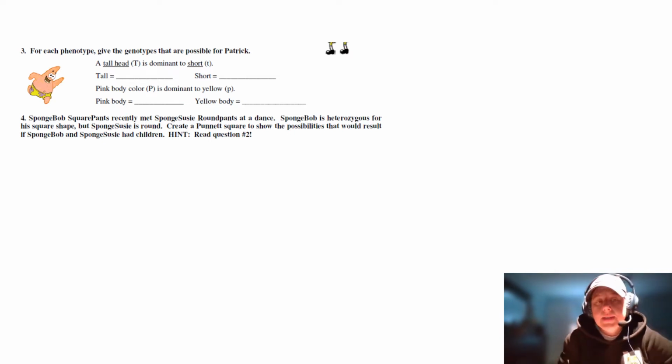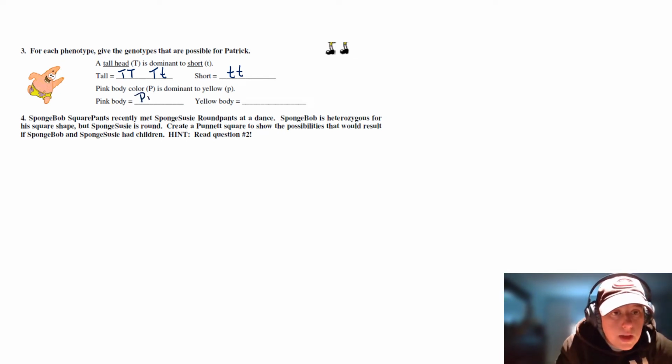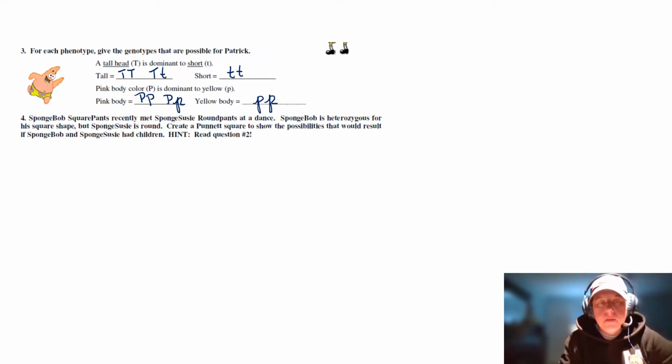Again, question number 3 is very similar to question number 2, except they're asking us to work a little bit backwards. So the phenotype gives the genotype. To be tall, and tall is dominant, I need to have at least one capital T. So capital T will be tall, and capital T, little t will be tall. Because short is recessive, I need 2 little t's. Pink is dominant to yellow, so capital P or capital P little p will be pink, and then little p will be yellow.